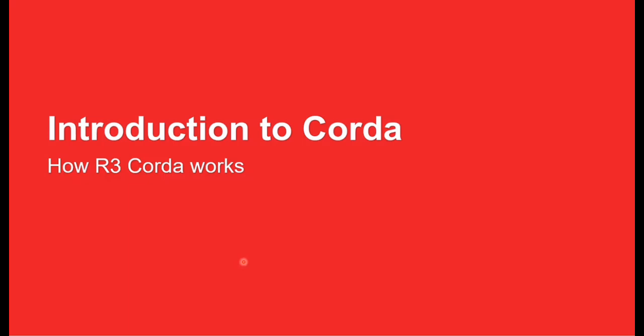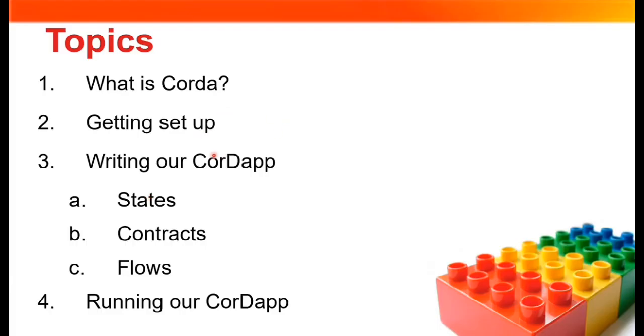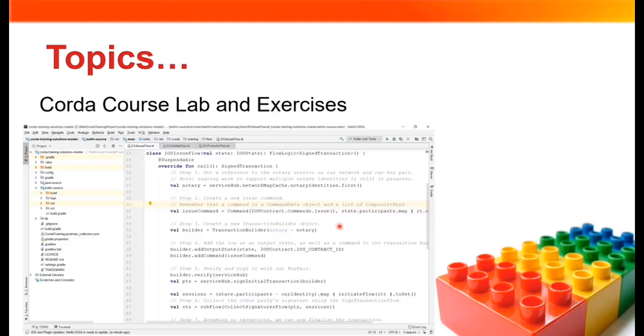So we had our introduction to Corda and how Corda works, and the vendor is R3 for Corda. The topics we covered, we discussed what Corda is and the difference between blockchain and distributed ledger technology. Sometimes there's a difference, sometimes there's not. We got set up, and we wrote our Corda distributed application, or our CorDapp, with our states, our contracts, and our flows. And this is what it looked like. It wasn't so bad.